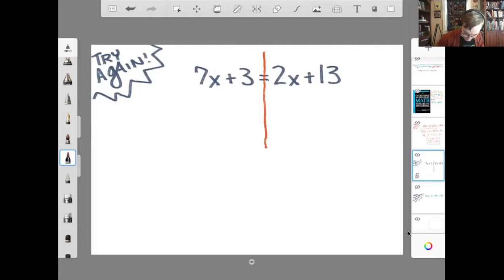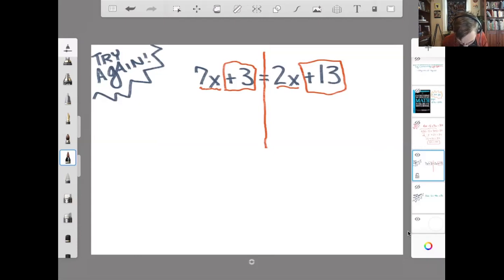Okay, did you try it? Let's see how you did. Now the like terms in this one are 7x and 2x, but then we have another set here. We've got positive 3 and positive 13. So both of those are going to have to be combined, and they're both on opposite sides of the equal sign. So let's see how we do.